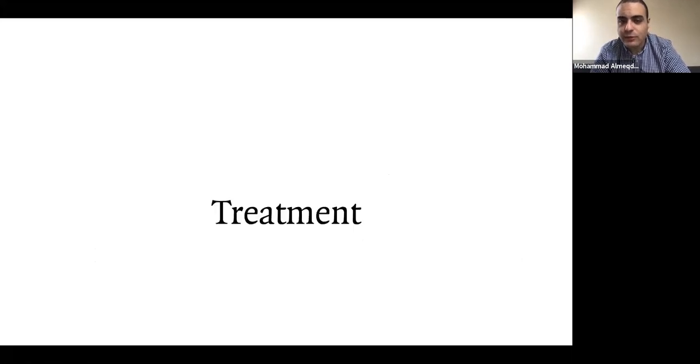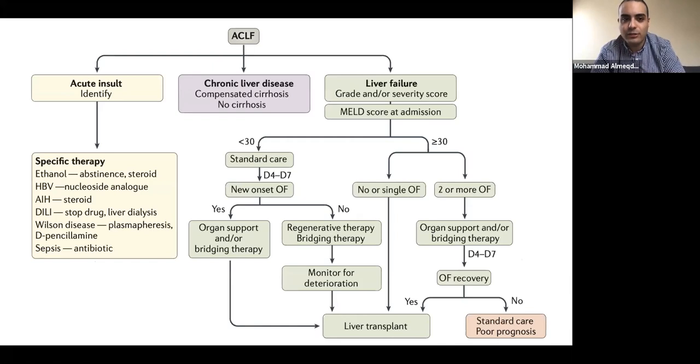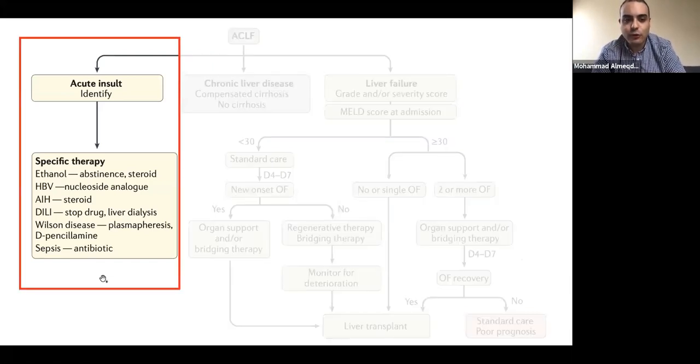How about treatment? How do you treat in general? It depends on the cause. I'm going to focus here on an acute insult of liver injury. You identify the cause, then you do your specific therapy. If somebody has alcoholic hepatitis, then you use abstinence and maybe steroids, depending on the Maddrey's factor and all that.